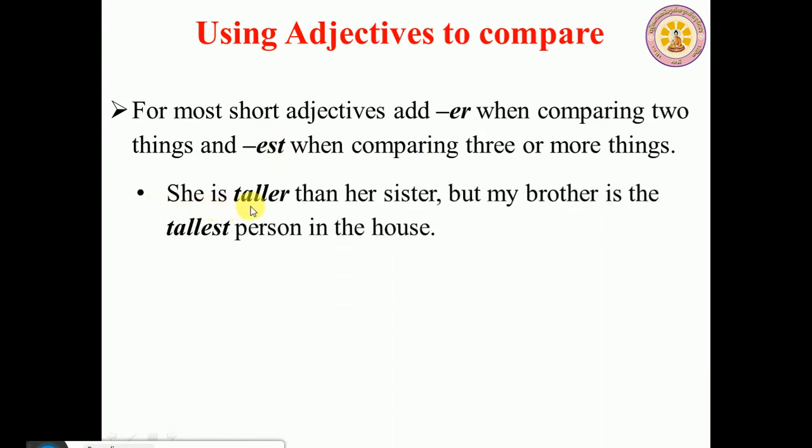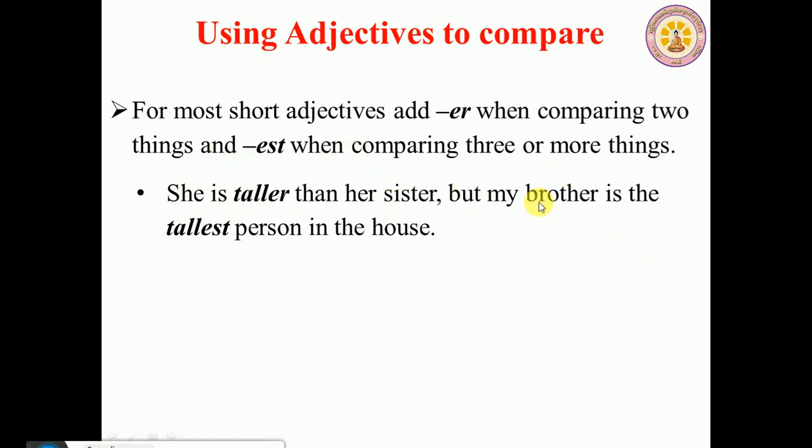Example: she's taller than her sister, but my brother is the tallest person in the house. So taller: tall is a short adjective, a one-syllable adjective, so we add er at the end and it becomes taller. We use the comparative taller because we want to compare she and her sister.